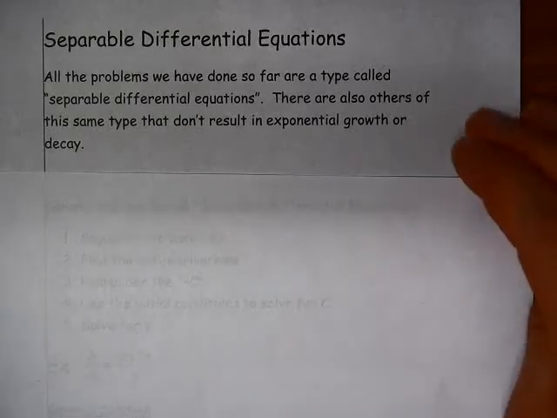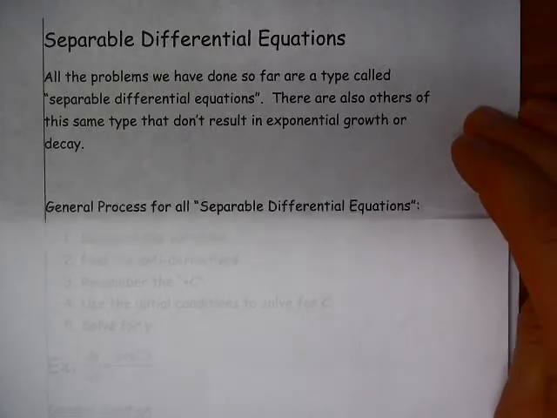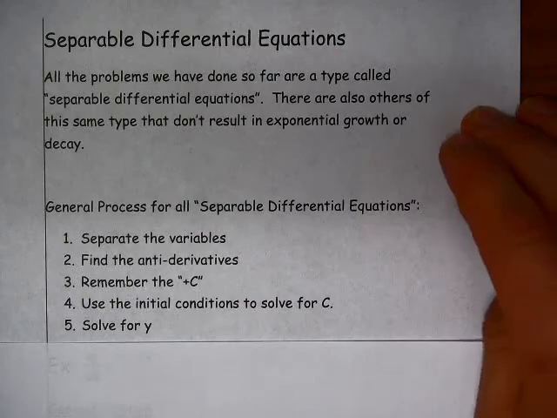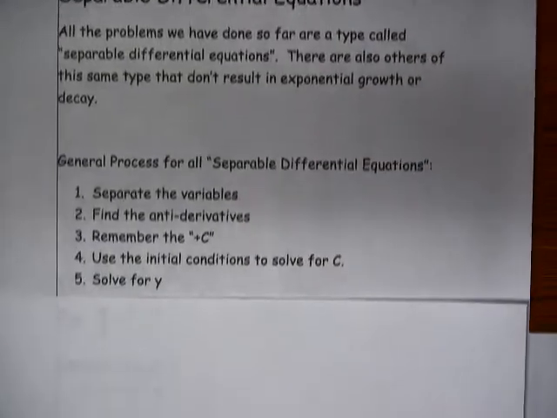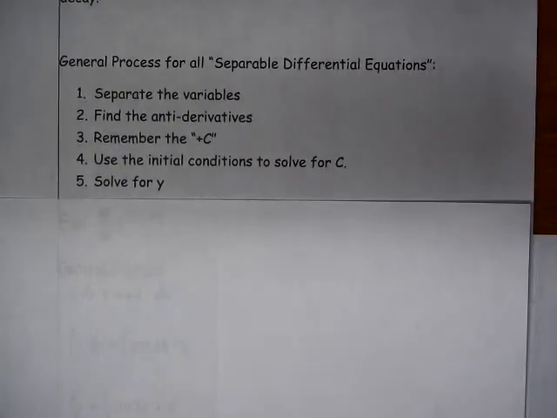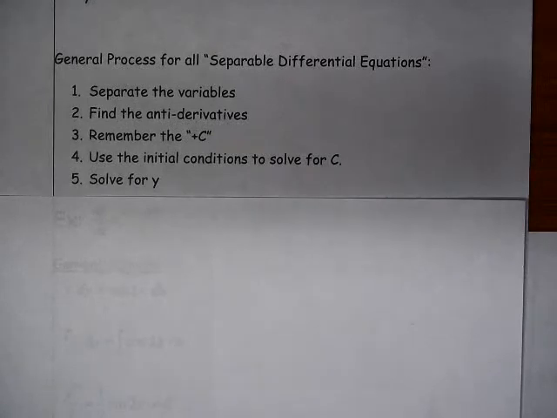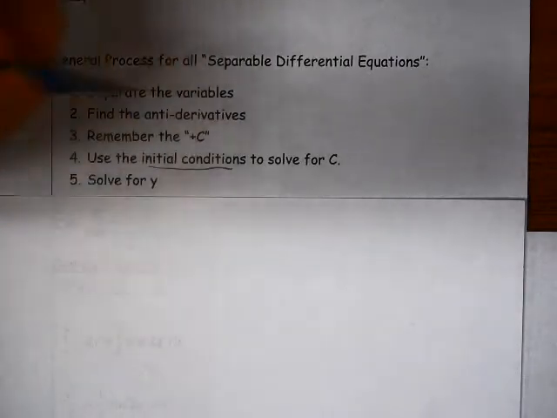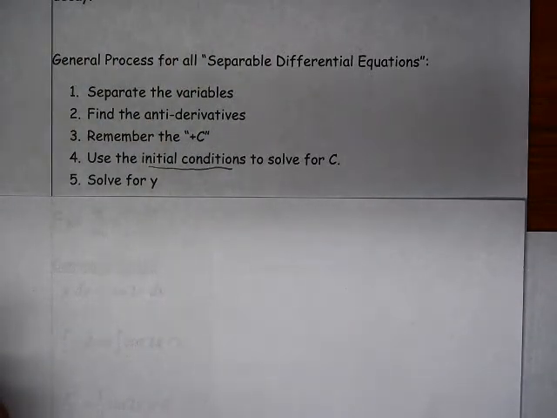But I just wanted to make sure that you saw one before I threw you in and had you work on some. So the process that we're going to use for all these problems is exactly the same as the process that we talked about earlier. We're going to separate the variables. We're going to find the antiderivatives. We're going to include our plus c. We're going to use the initial conditions if they're given to us to find the value of c, and then we're going to solve for y.